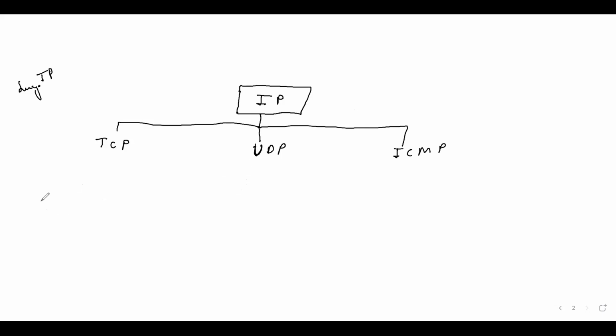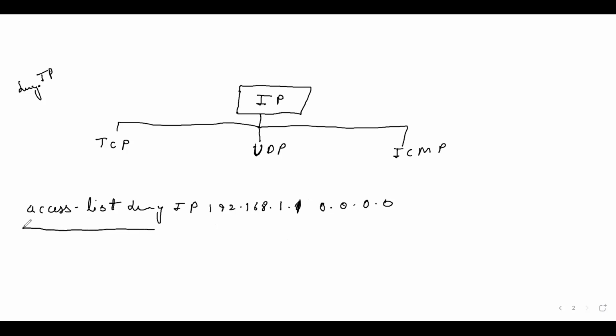So if I say access list deny IP, suppose that I said 192.168.1.0, and then 0.0.0.0. I wrote this statement. It means you block everything. This TCP, UDP, ICMP, all traffic you blocked.